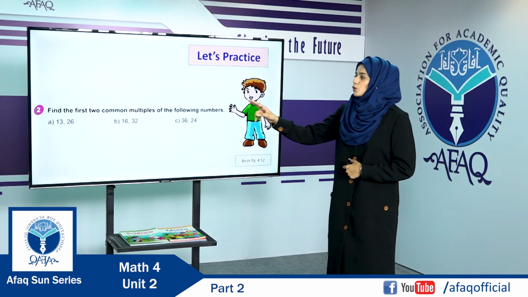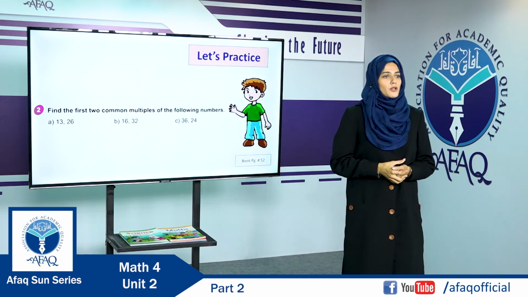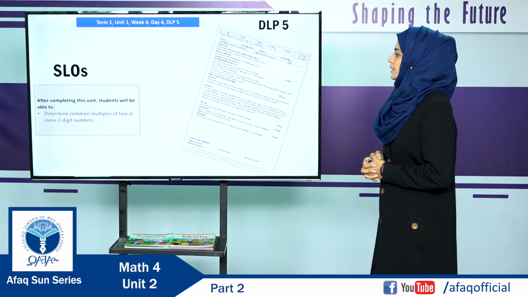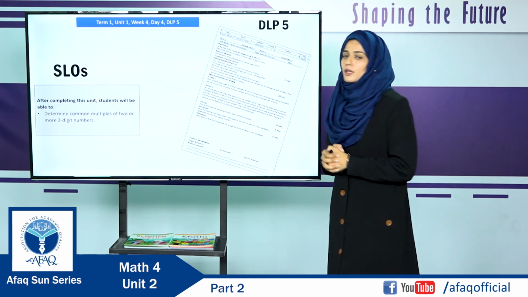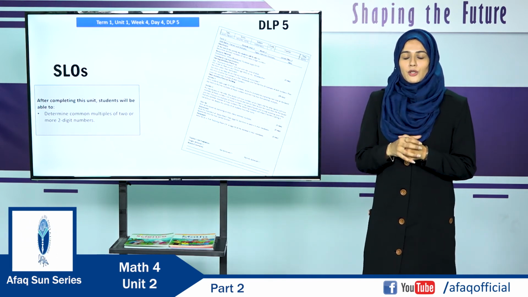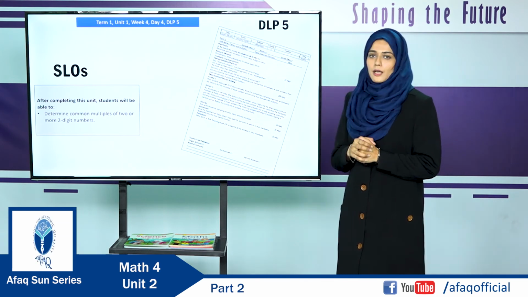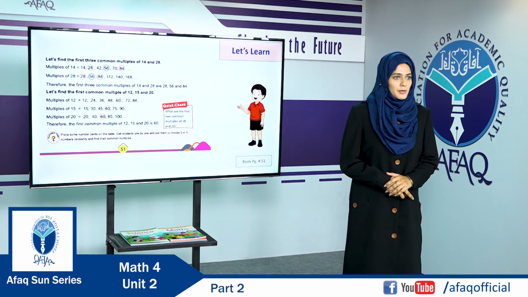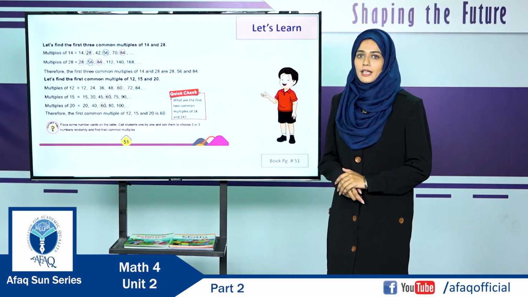Now find 2 common multiples of the following numbers on your own in the presence of your parents or teacher. It's activity time. Let's see what the activity is about. We are going to determine common multiples of two or more 2-digit numbers. To cover this, the methodology has been given in DLP 5, which falls in Term 1, Unit 1, Week 4, Day 4. On page number 51, we are going to find the common multiples of 14 and 28.